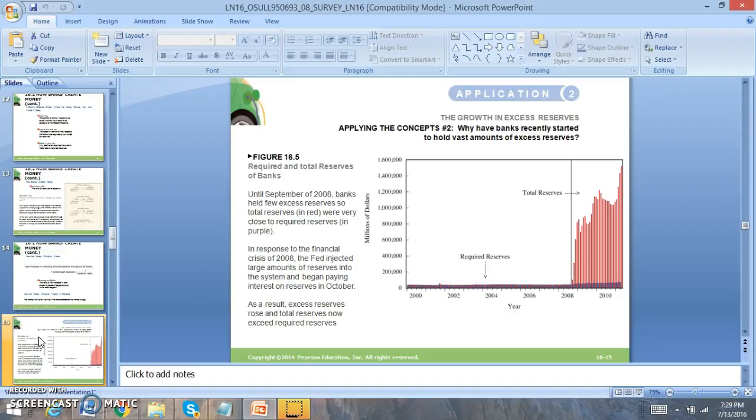Why have banks recently started to hold vast amounts of excess reserves? Before 2008, you notice that banks held few excess reserves because they wanted to lend money out. That was a very important thing to them. Now they have started to loan less money out. So banks are very reluctant to loan money out. And now they're holding many more excess reserves, which is causing a lot of challenges that the economy has to deal with. So that's very interesting to evaluate as well.